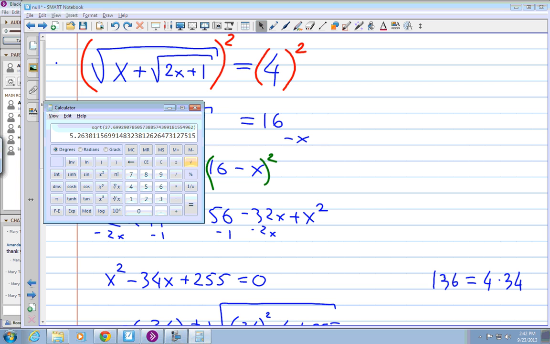That was the first one, didn't work. When I do the second one, 17 minus that, times 2 plus 1, square root of that, and then plus 17 minus... yeah, that doesn't work either. Both extraneous. Isn't that lovely?